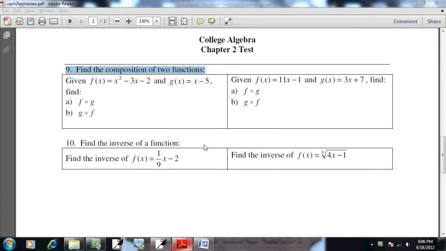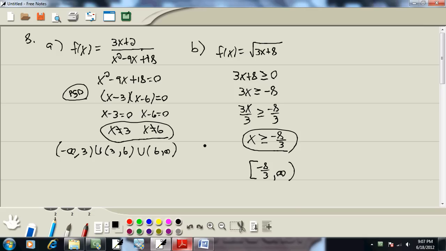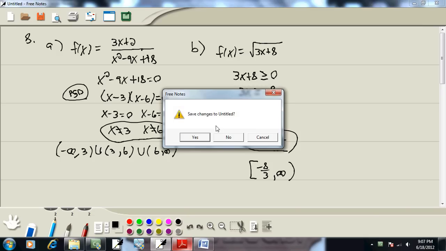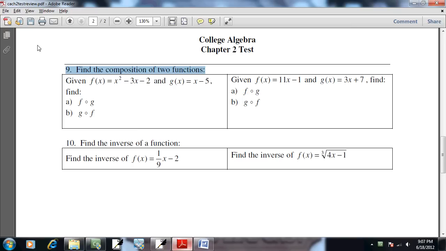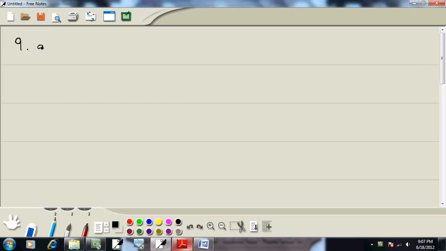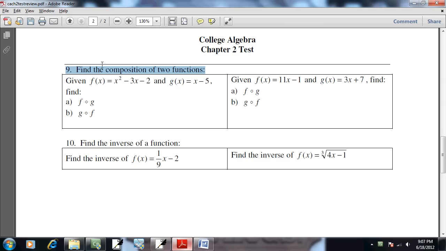Let's take a look at problem number 9. Find the composition of two functions. And we've got a couple examples here. In our first example, we've got f of x is equal to x squared minus 3x minus 2, and g of x is equal to x minus 5.